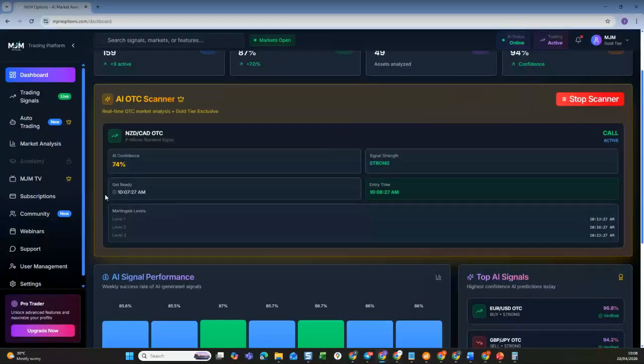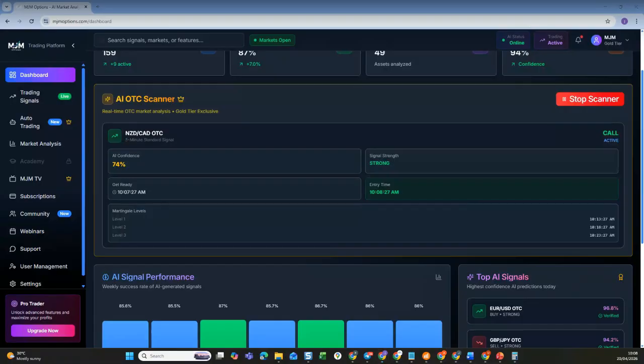Now the next thing we have is the get ready time, which is 10:07, 27 seconds. This time means when the AI scanned for signal and generated the signal for you. The entry time is the time for execution. It is the time where you execute your signal. Now the martingale levels are recovery levels for the entry time.